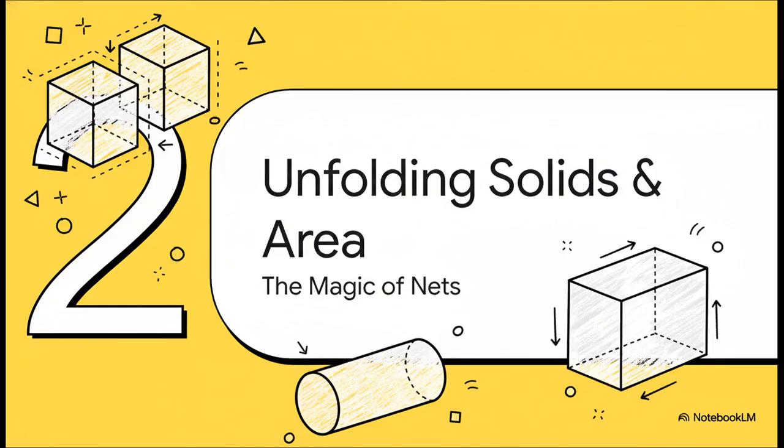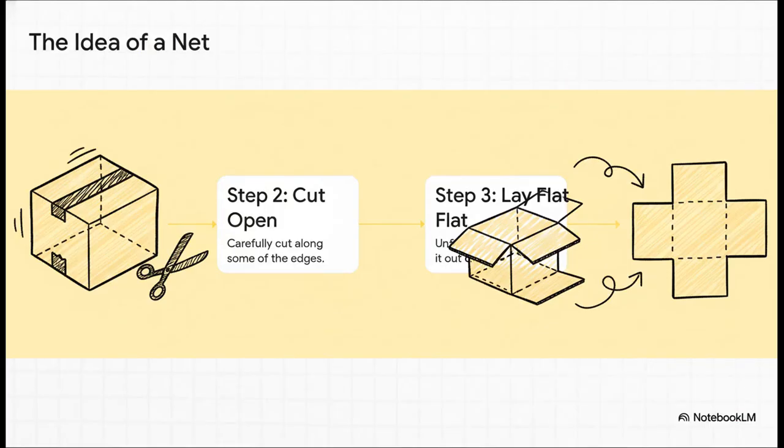Okay, so we've got the language down for describing a shape from the outside. But what if we could, well, flatten it? That's exactly what we're doing in Section 2. We're going to unfold these solids to find their area using the magic of something called nets. The idea is actually super intuitive. Just imagine you have a cardboard box. You carefully snip along a few edges, not all of them, and then you lay it out completely flat on the floor. That flat 2D shape you're left with, that's the box's net. It's like the shape's blueprint.